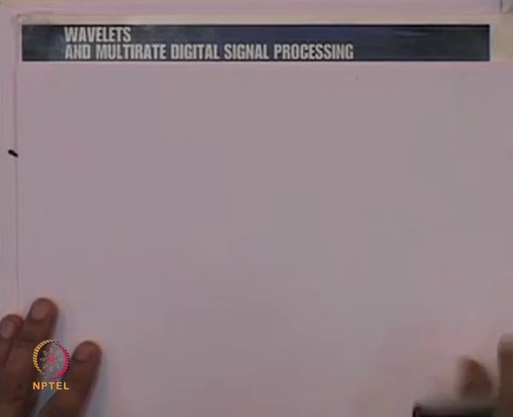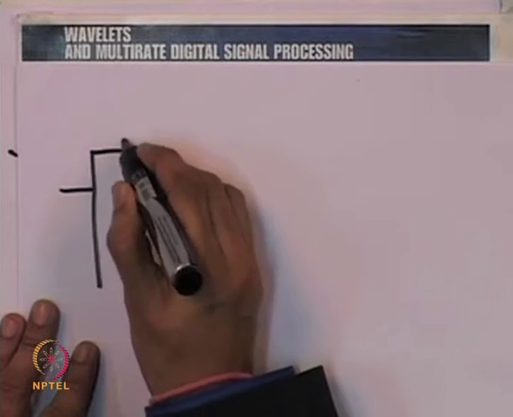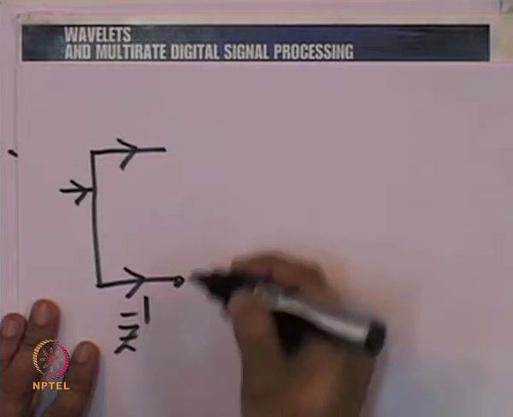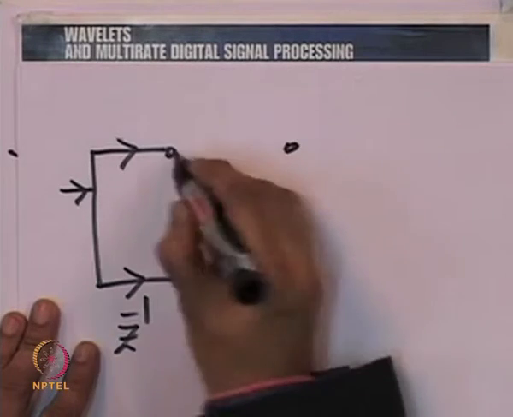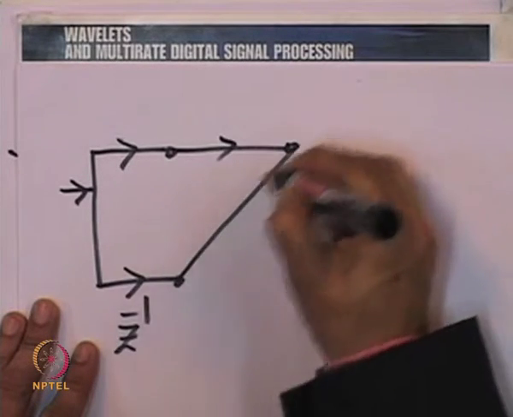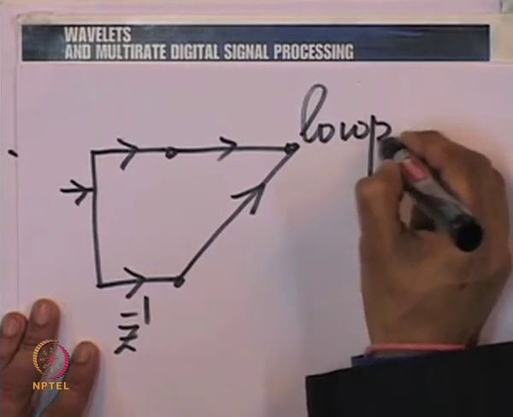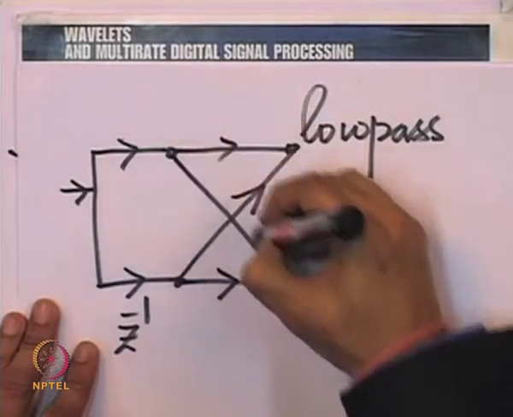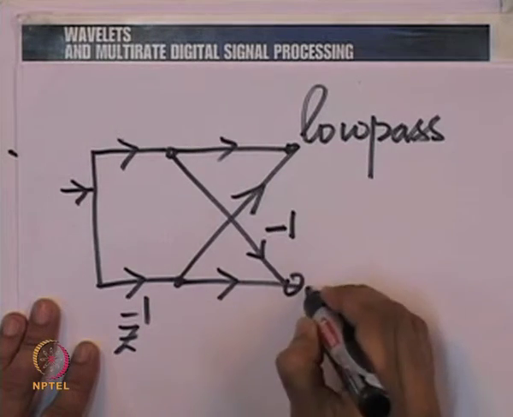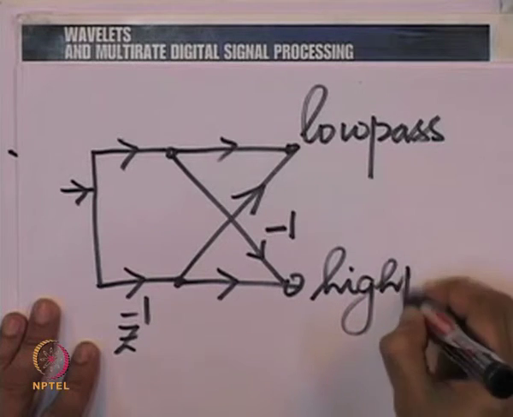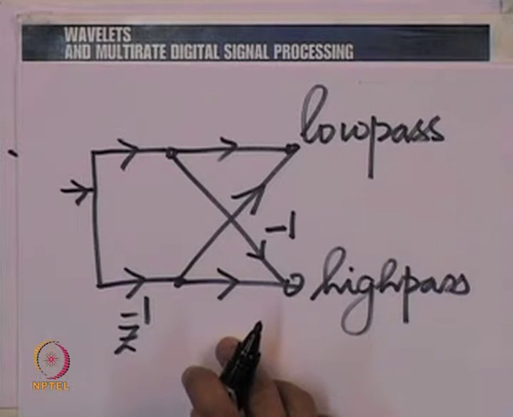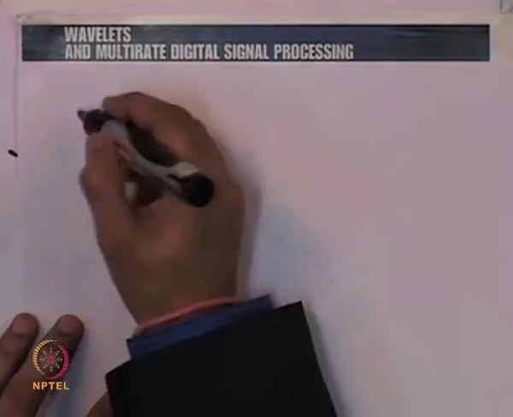We could first have two branches, one on which we pass the signal as it is and the other where we pass the signal delayed by 1. Now, we add these two to get the upper filter. So, this gives us the low pass branch. And we subtract these two, use a minus 1 here to get the high pass operation. Now, once we have done this, we are in a position to put back the downsampler and the downsampler for the moment. So, overall the analysis structure is like this.